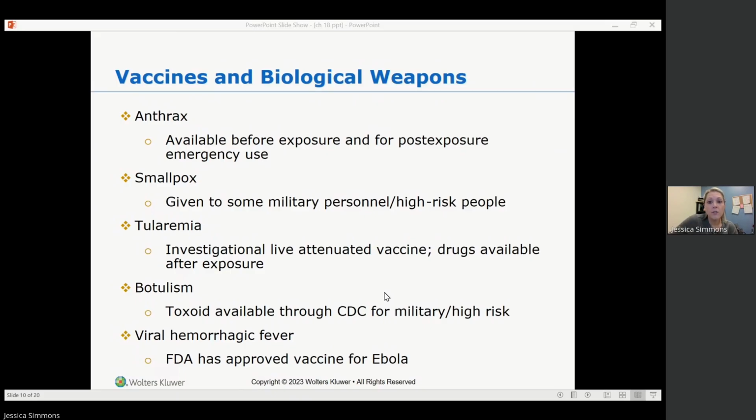Botulism. Botulism is a huge risk for children under the age of 1 year old, which is why they are not allowed to eat honey under the age of 1 year old. Okay? I need you to know that. Viral hemorrhagic fever. The FDA approved a vaccine for Ebola, which is very nice. I don't know if you guys remember Ebola. It wasn't that long ago, but it was pretty scary. It was right when my nursing career started. And yeah, it was scary.